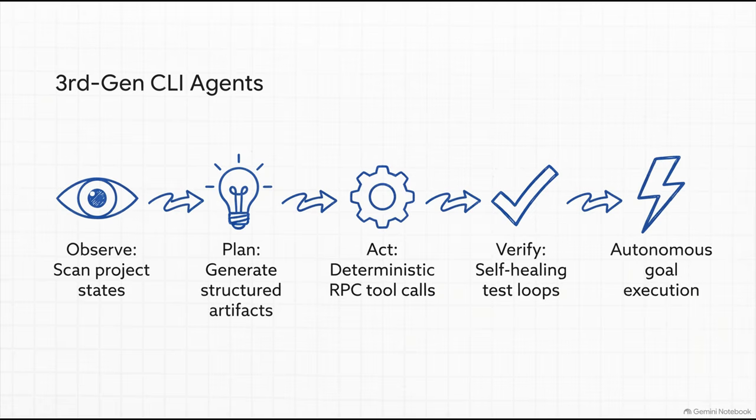First, it observes, scanning your project definitions and current state. Then it plans, generating structured artifacts like an implementation plan for you to review. Next, it acts, using deterministic tool invocation via RPC. And finally, the best part, it verifies. It runs your test suites and actually executes self-healing loops if it hits a stack trace.